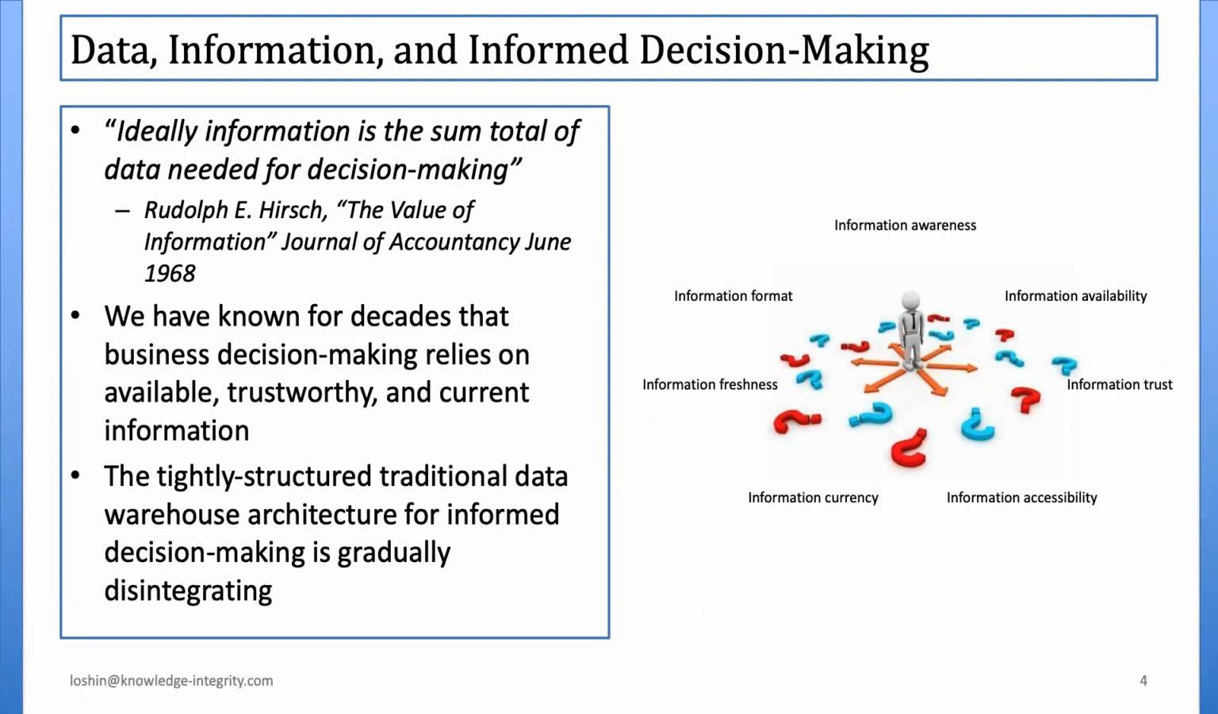Accessibility, or how that information is actually made available, how I can get access to that. Information currency and information freshness are both looking at how frequently data is refreshed and whether it's kept up to date. And then the last item there is information format, or whether the data is in a format that can be easily used. And I think that anybody who's worked on any kind of data warehouse, data mart, data visualization, reporting, analytics, any of those types of applications, is intimately familiar with some of the issues that arise from any one of these items.